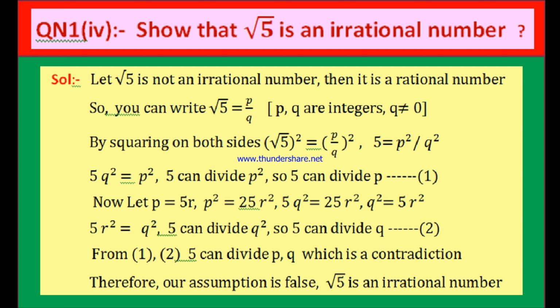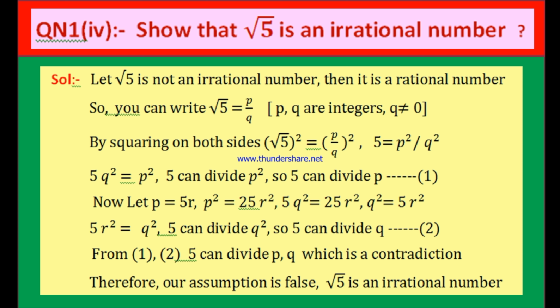You should write p and q only in their simplest form. Therefore, our assumption is false. Why? Because 5 can divide both numerator and denominator. Therefore, it is not in the simplest form. Since the fraction is not in the simplest form, our assumption is false. Therefore, it is a contradiction. Since it is a contradiction, root 5 is an irrational number. Is it understood? Is it clear, students?